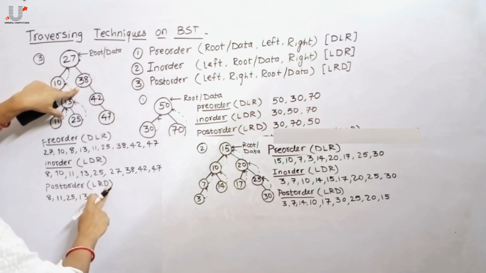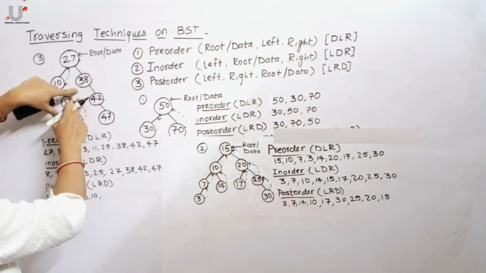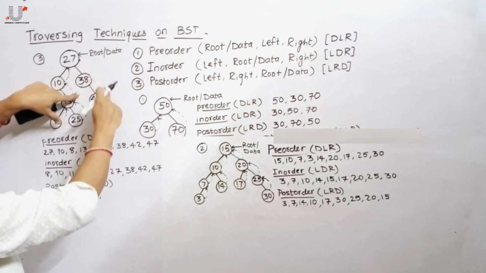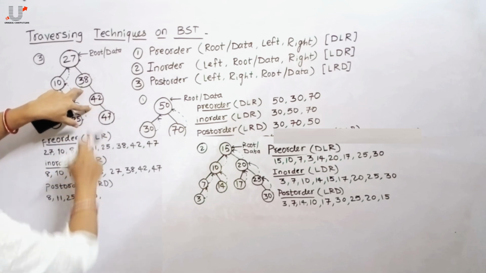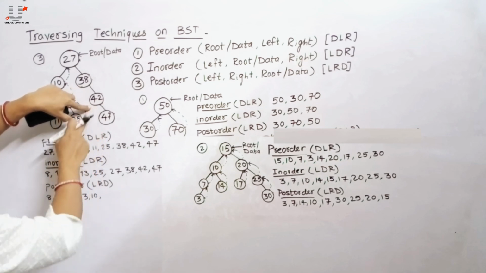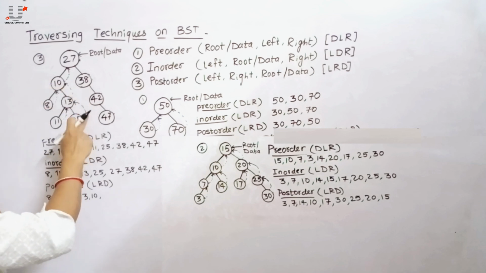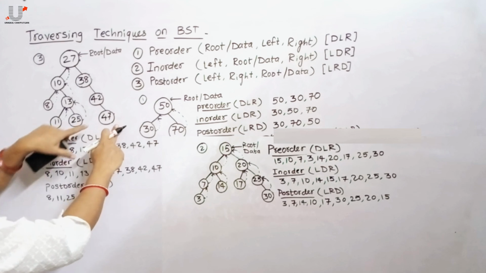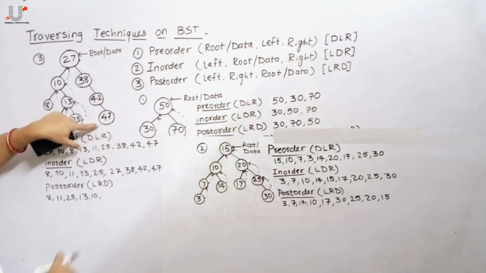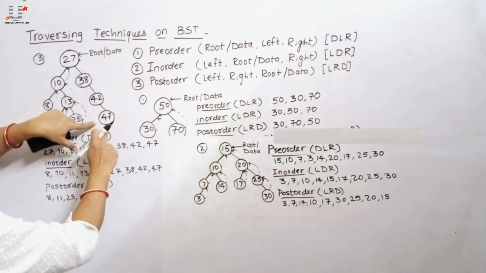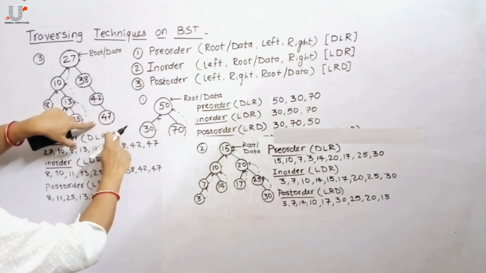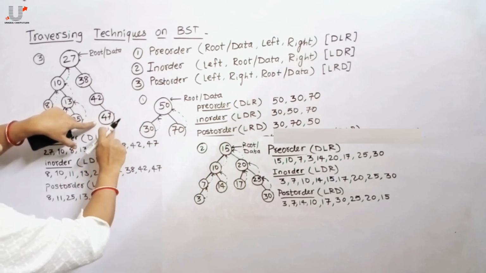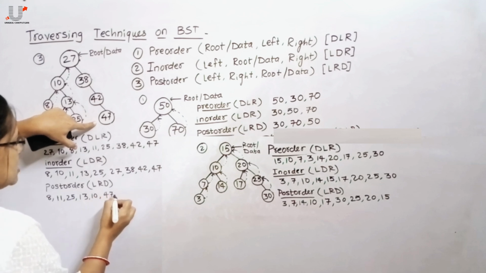Again apply LRD for this 38. As no left subtree is there, the control will transfer to the right child. As 42 is the right child of 38, again apply LRD for this 42. As no left subtree is there, the control will transfer to its right subtree. That means the control will move to 47. Again apply LRD. As no left subtree is there for 47 and no right subtree is present for 47, the data itself, that means 47, gets displayed.